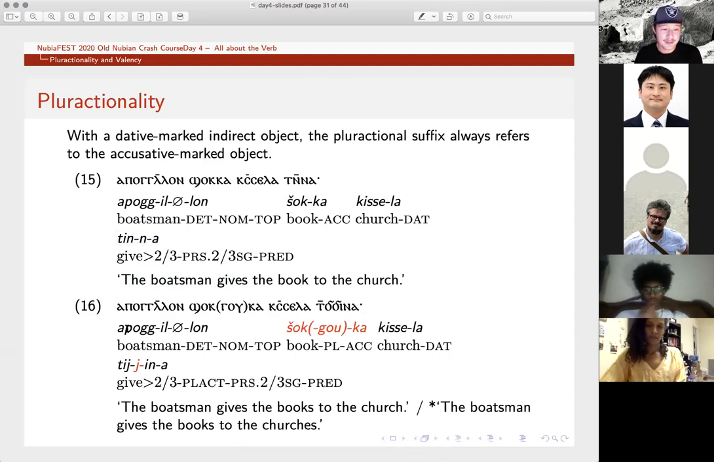Then we have the sentence where we have a pluractional suffix on the verb, and our indirect object is in the dative. In that case, this thing refers to the object because the object is in the accusative and this one is in the dative. That also means that you don't necessarily need plural marking on your object anymore, right? Because the plurality is already marked here. So this is one of the cases in which you can drop the goo.